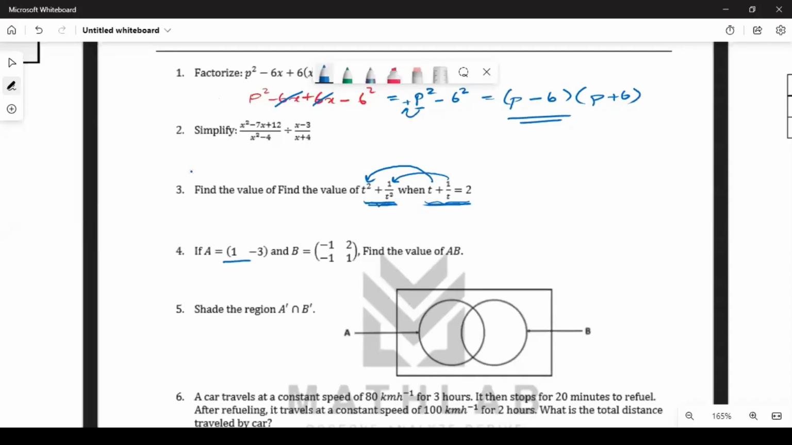Now, next question is related to matrices. Guys, they want us to find the product of these two matrices here, 1 minus 3 and -1 2 -1 1. There are two matrices A and B. They want us to find the product AB, value of AB. So A matrix will be the first matrix. B will be the second matrix.